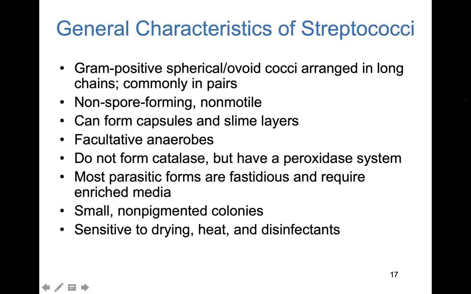These are not catalase positive, all right? But they have a peroxidase system. Now, the minute I say peroxidase, you remember, these can handle oxygen, right? In oxidation or an oxygen burst. So they have a way of dealing with oxygen. Most parasitic forms are fastidious and require enrichment medium.